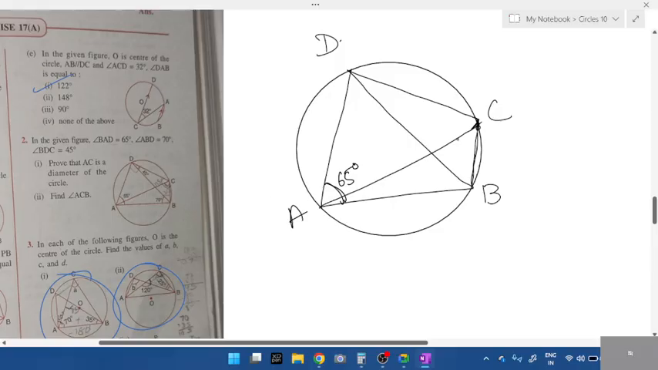Okay. Without cyclic quadrilateral, how do you get it? Isn't it a cyclic quadrilateral, students? The cyclic quadrilateral, right? So what's the value of C? If A is 65, angle A plus angle C is equal to 180. Okay. Complete this. Try this, students. Just a minute.